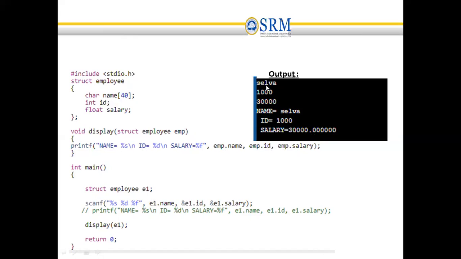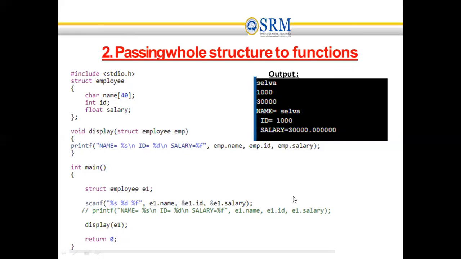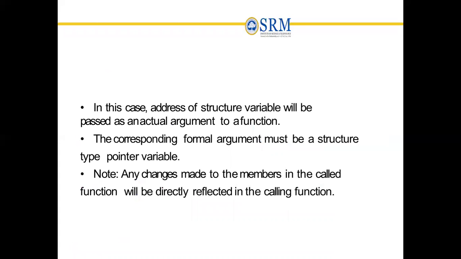These three are given at the time you are prompted to enter the input, due to the scanf statement. I hope you are able to follow this. This is passing the whole structure instance to a function in a single go, which is much easier.